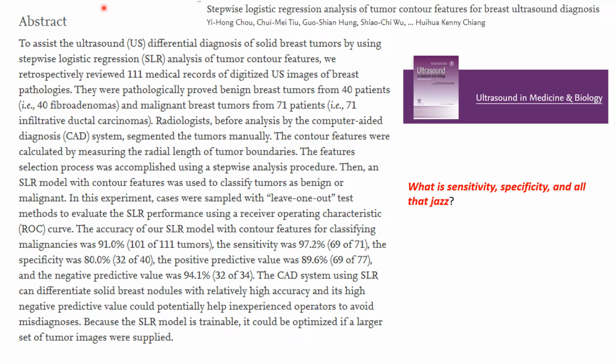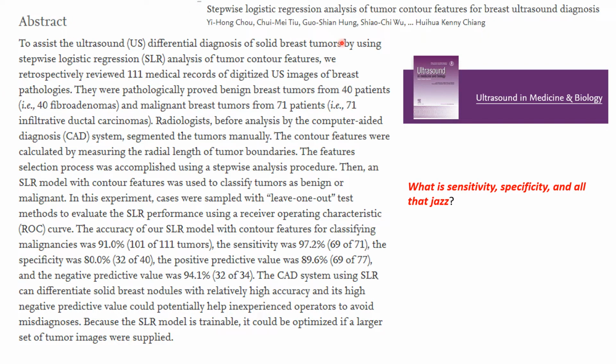By way of introduction to this topic and to address the question of why you are studying this statistics stuff at all, I'm going to show you a research paper. The title of this research paper is Stepwise Logistic Regression Analysis, which will be abbreviated LSR, Analysis of Tumor Contour Features for Breast Ultrasound Diagnosis. And again, it's important that you realize the whole reason you're doing these ultrasound exams is so someone can do diagnosis on your digitized image.